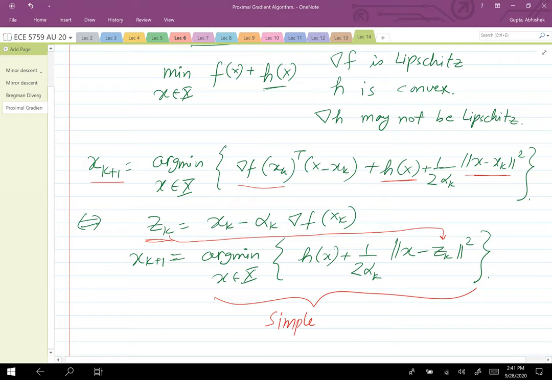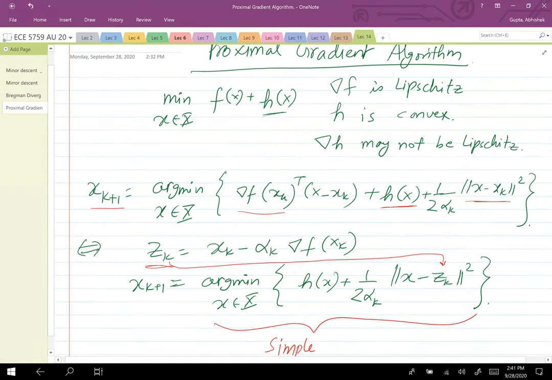Professor? Yes. I have one doubt. It's in the proximal gradient algorithm only. What I understood is that we are using this update rule because the gradient of H is not Lipschitz. So I was wondering, if the whole function, F of x plus H of x, was not Lipschitz, can we just neglect the gradient of F at xk transpose times x minus xk and just use the total sum to find the minimum in some random case? Right. That's exactly what proximal gradient is doing. So we are not expanding H, but we are expanding F. Right. So we are taking the Taylor series around F, but not around H of xk.